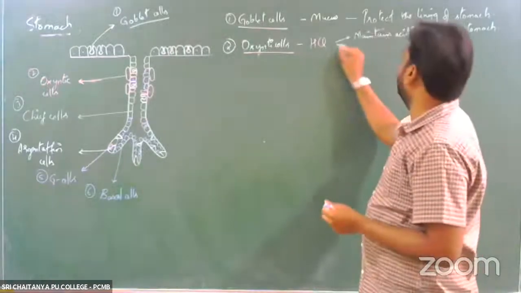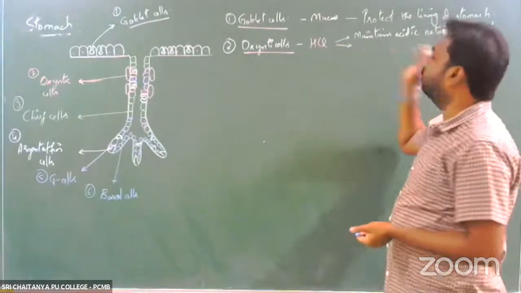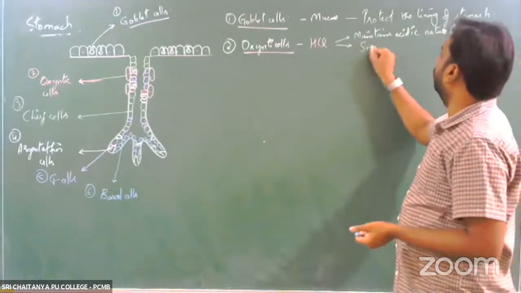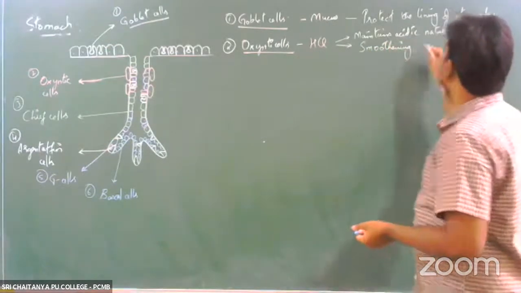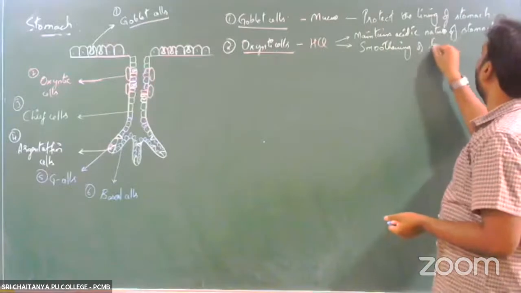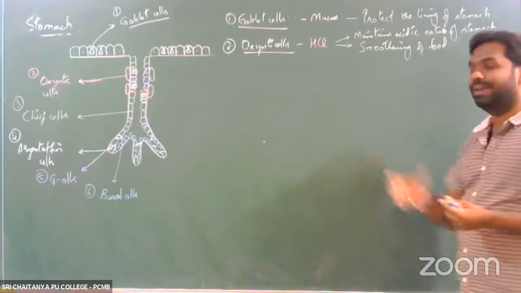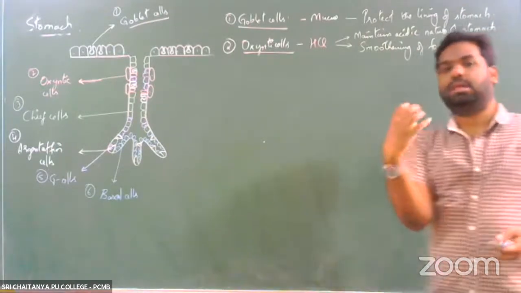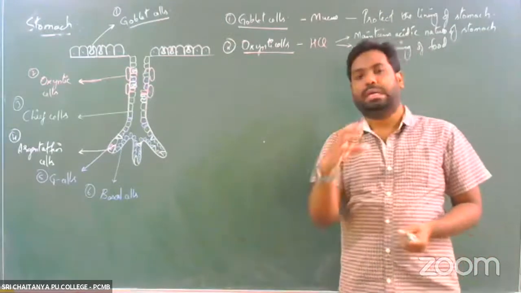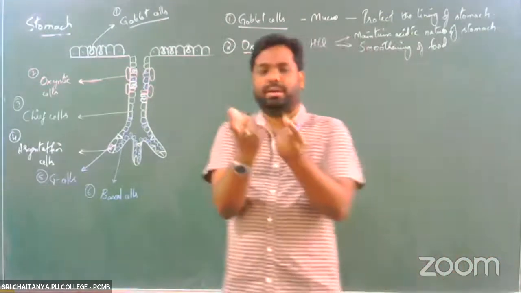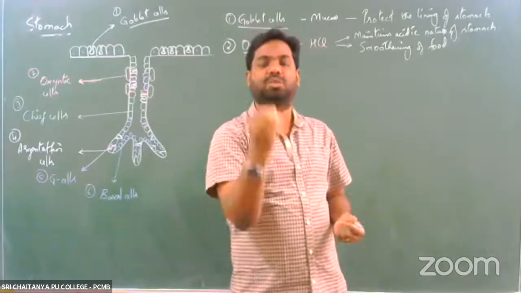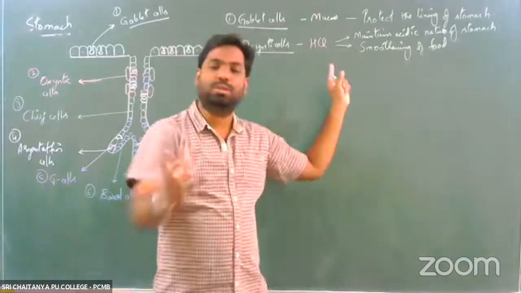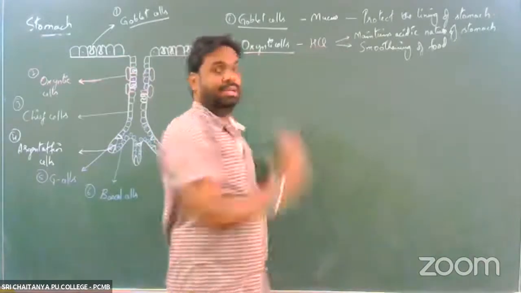The second function of HCl is that it is also involved in smoothing of the food. As and when the food from the buccal cavity enters the stomach, the HCl secretion starts smoothing the food. It starts making the food smoother so that the further process of digestion is favored because of the smoothened food which is being formed in the stomach.